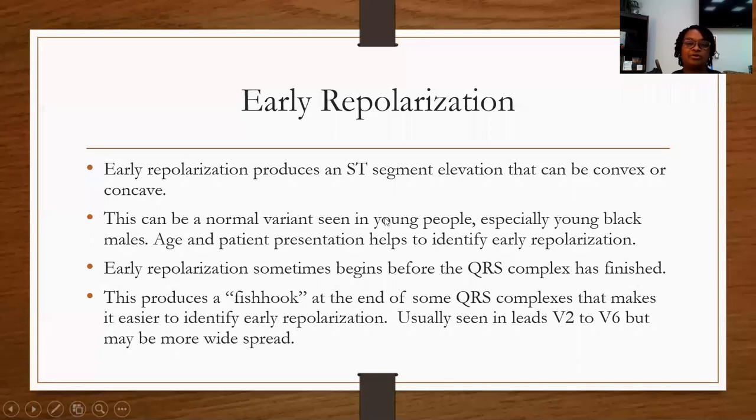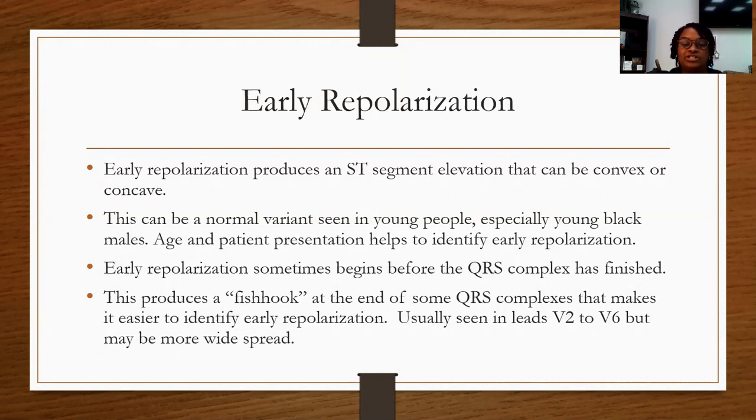So what is early repolarization? Early repolarization produces an ST segment elevation that can be either convex or concave, okay? This can be a normal variant seen in young people, especially young Black males. And the way the doctor differentiates the difference is he considers the age and the patient presentation to help identify whether those ST segment elevations that you see on the EKG are early repolarization.